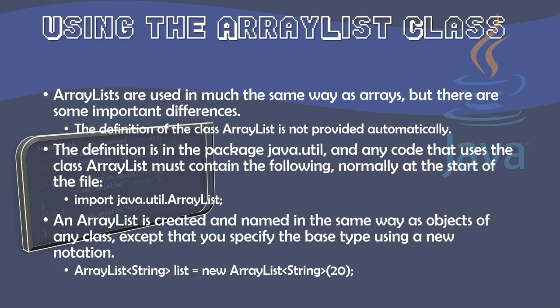Now, an ArrayList is created and named in the same way as objects of any other class, except that we're going to specify the base type using a new notation. So ArrayList<String> list = new ArrayList<String>(20). You'll notice we use angle brackets here. It's not the square brackets that we're used to. It's not the curly brackets. These are more of an angle bracket that we have here.